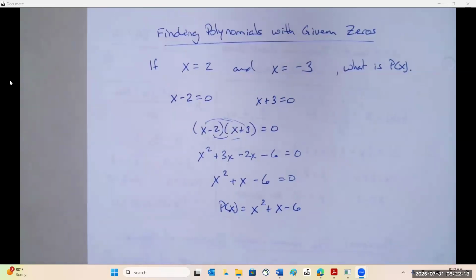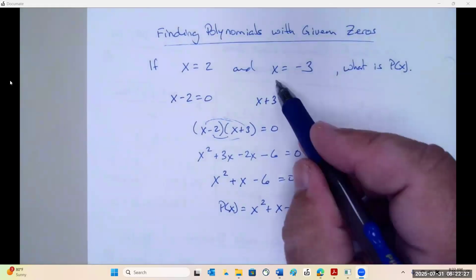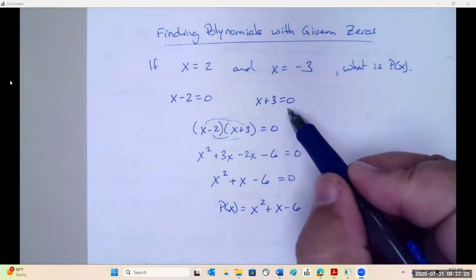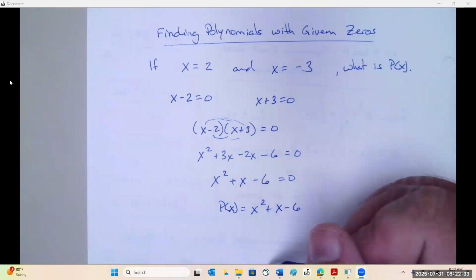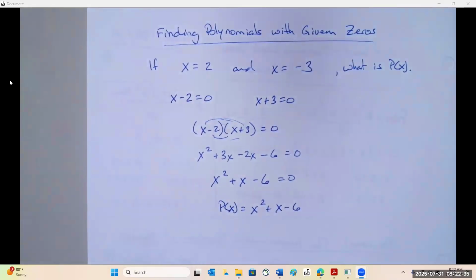It's the first example we just did. If I give you the zeros, you can tell me the answers, where it came from. So you start off from x equals whatever, set those two equations equal to 0, multiply them, and there you have it. We're just working backwards.